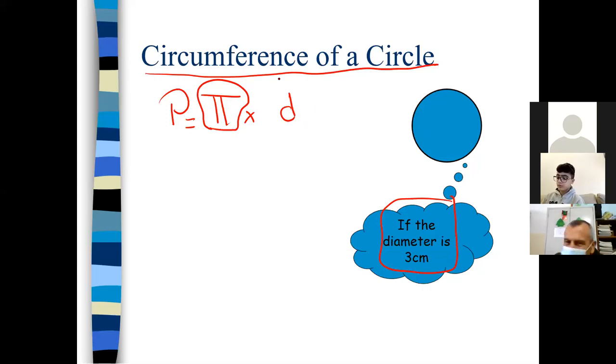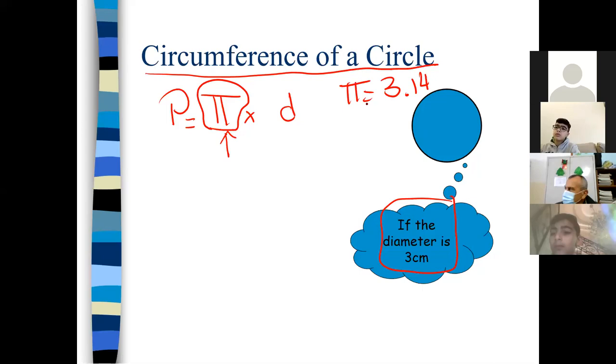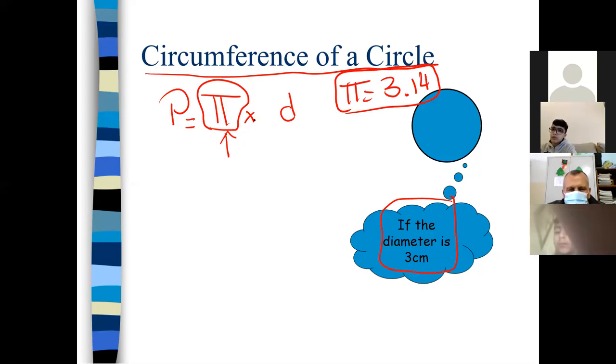How do we find the parameter or the circumference of a circle? We said we have to use this rule: pi times the diameter. What is pi? Pi is a constant number equal to 3.14. We gave 3.14 a name and called it pi. So pi is a constant number that never changes, equal to 3.14. If we want to find the parameter of a circle, first we write this rule: pi times the diameter, 3.14 by the diameter. The diameter equals 3 centimeters.